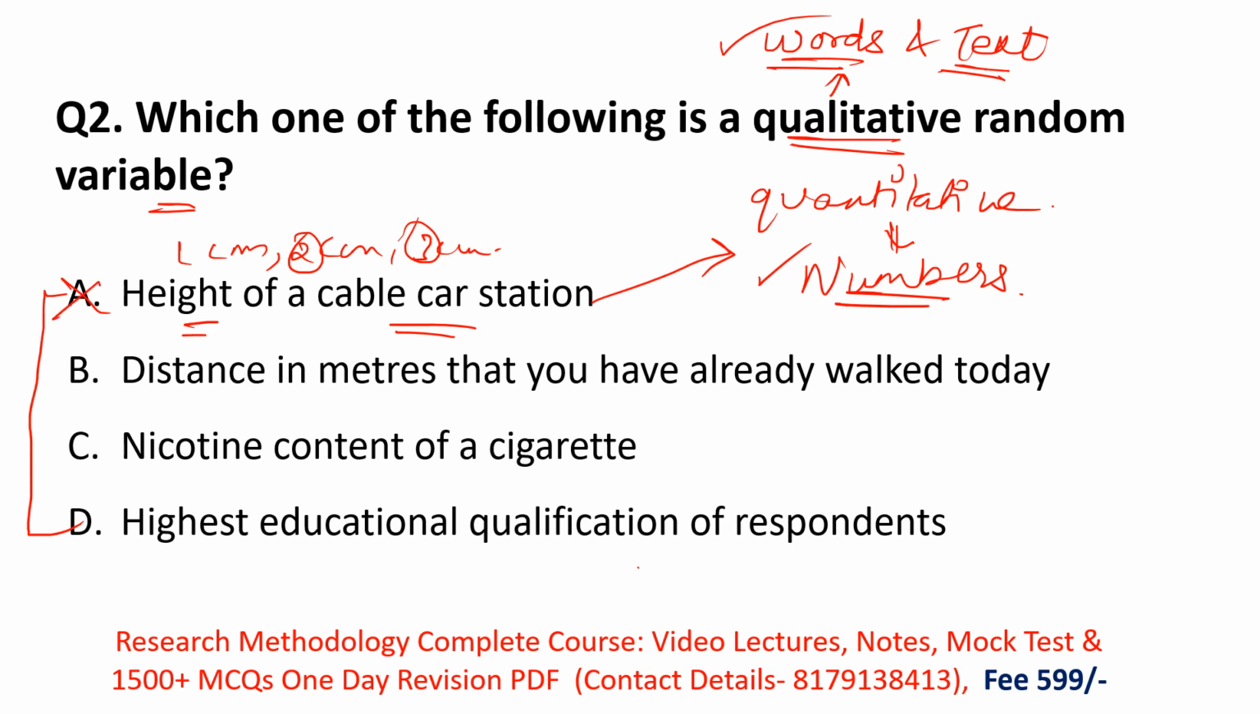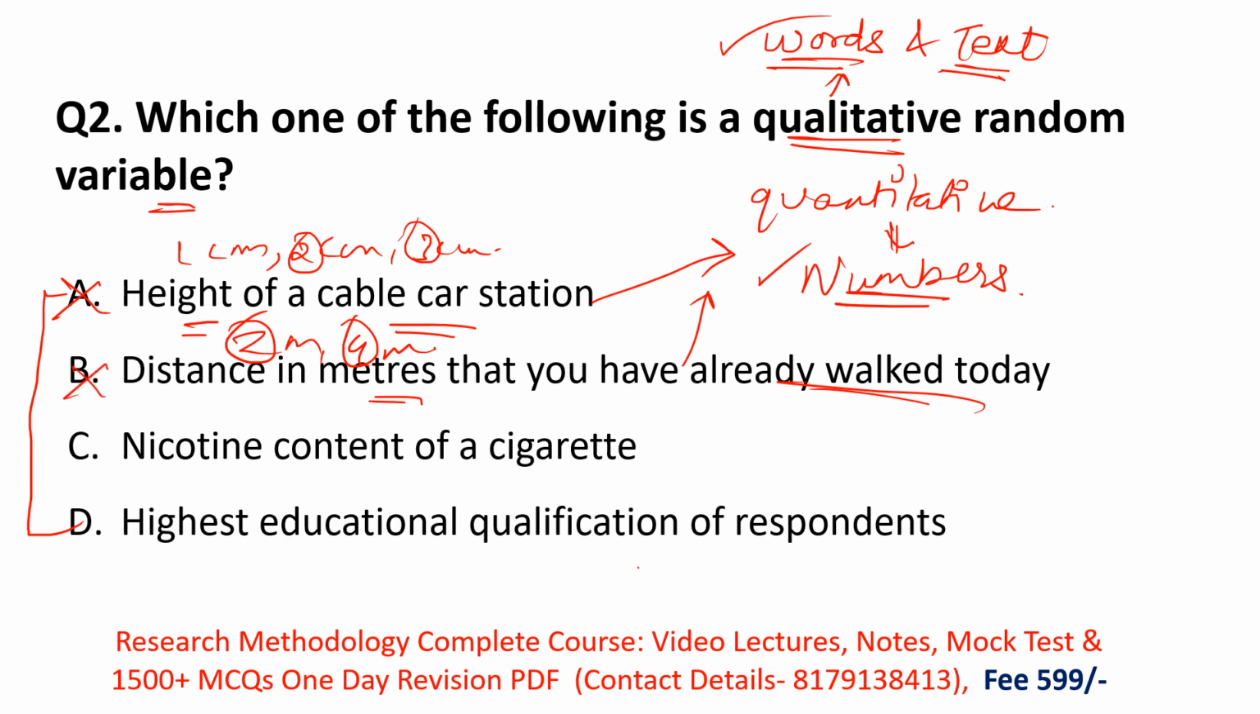Then option B, distance in meters that you have already walked today. Okay, how much distance have you already walked today? Like someone walked 2 meters today. Okay, again 2 meters, 4 meters, like that. Again you are getting your answer in the form of numbers. So option B is also a quantitative variable, not a qualitative variable.